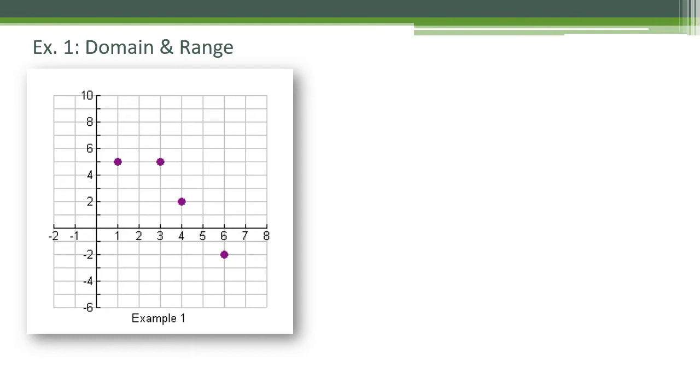So we're going to start with domain. Capital D, colon, open curly bracket, x is an element of real numbers, such that. Now x, if you look at your function, there's only 4 dots. x can only be 4 things. It can only be 1, 3, 4, and 6. It can't be -1, it can't be -2. There's no points over there. It can't be 1.5. It can't be 1.1. There's no points there. And there's no line between them.